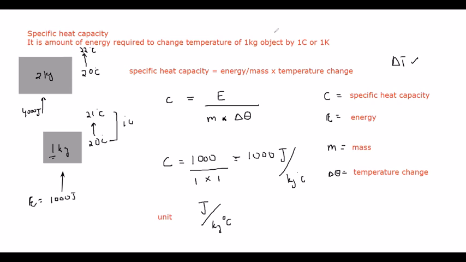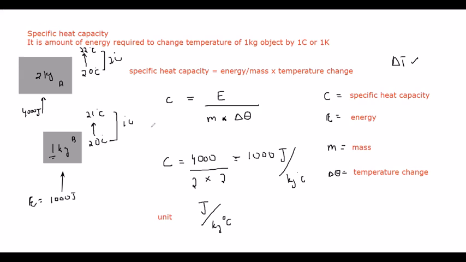So how to find specific heat capacity? It is energy divided by mass divided by change in temperature. When I use this formula, the energy I'm supplying is 4000, divided by mass, that's 2, divided by temperature change, that's also 2. So when I solve, I will also get 1000 joules per kilogram per degree centigrade. What this shows is that material A and material B are made up of the same material. If two objects have the same specific heat capacity, it shows they are made up of the same type of particle.